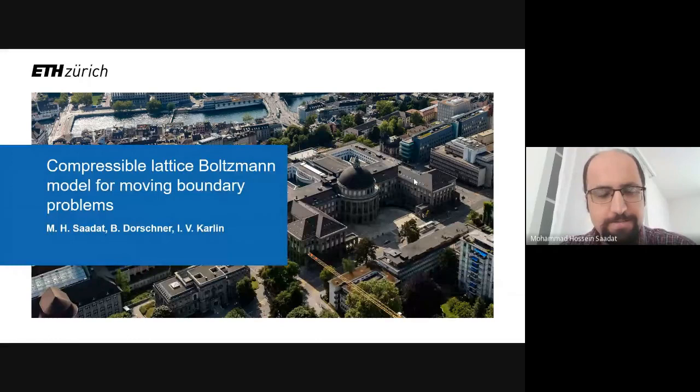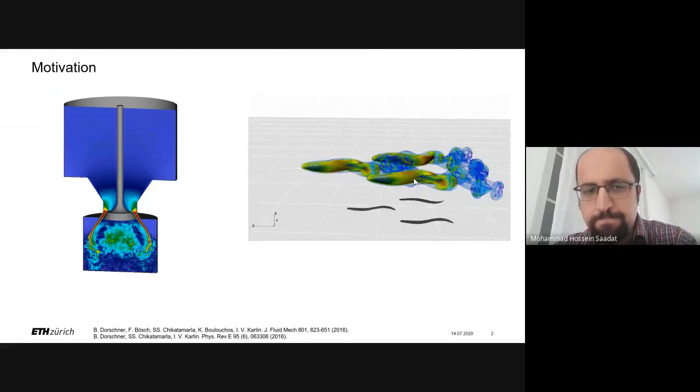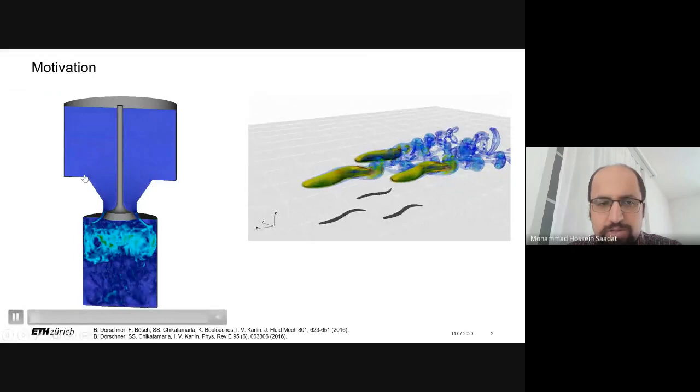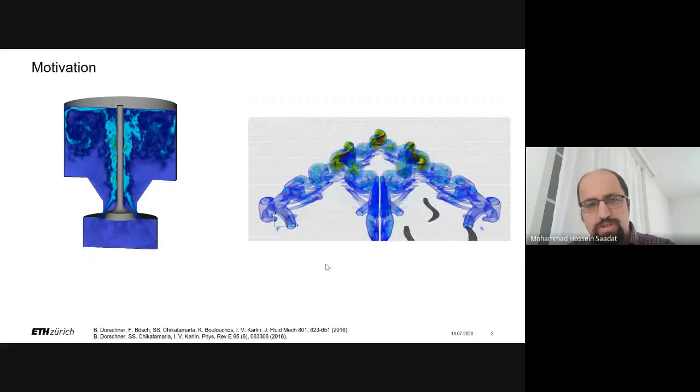The topic of my presentation today is a compressible lattice Boltzmann framework for the simulation of moving boundary problems. As you know, moving boundary problems can be found in many engineering applications and also in natural phenomena. For example, in internal combustion engines, or in nature, in fish swimming, or in flapping flights of birds and insects, we see this kind of fluid flow. So it is actually very important for us to be able to accurately simulate moving boundary problems.